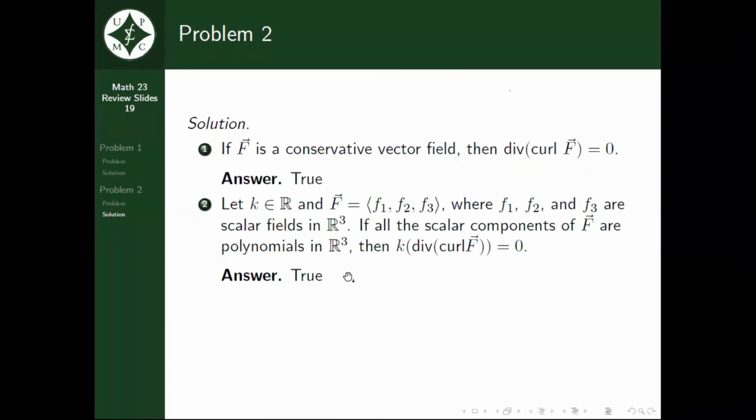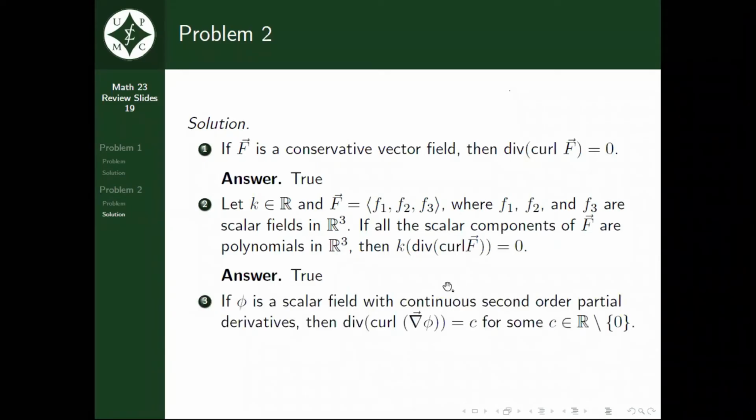Now, for the third item, if phi is a scalar field with continuous second-order partial derivatives, then the divergence of the curl of the gradient of phi is equal to c for some c in the set of real numbers except zero. So c is a non-zero real number. Is this true? It is actually false. Why?